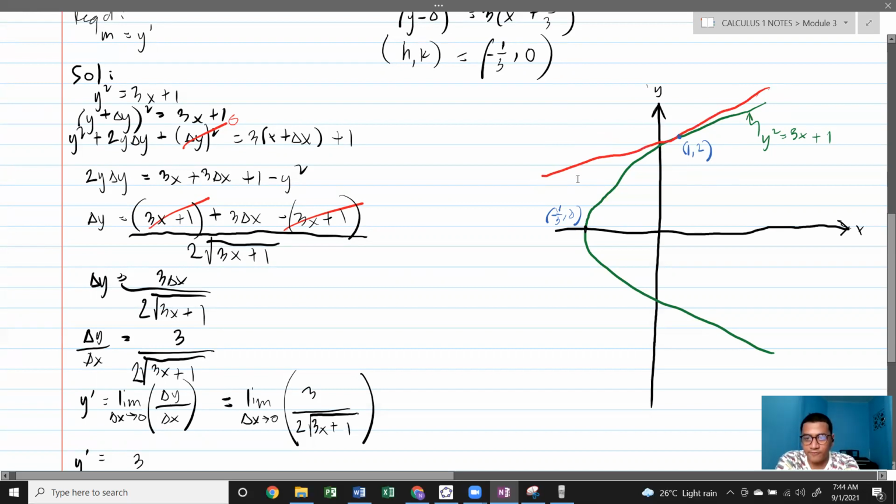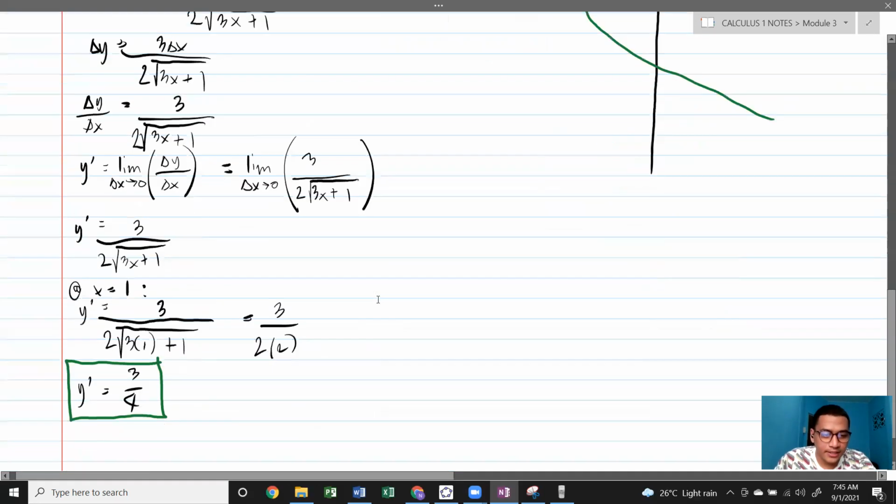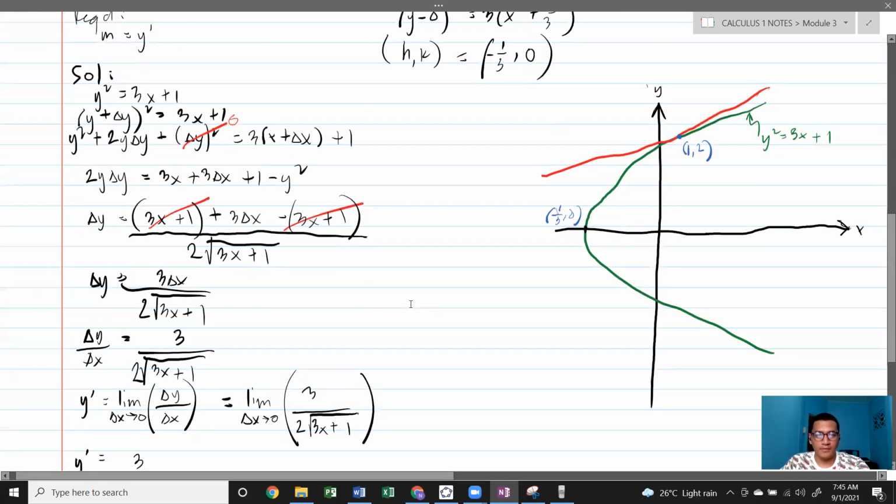Yung ating graph of the curve and the tangent line. And it is important to note, class, that the slope of the tangent line is always equal to the slope of the curve at the point of intersection. So, okay na class. Let's move on now to our next example problem.